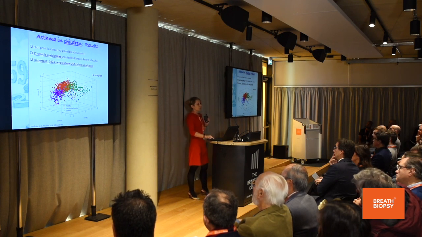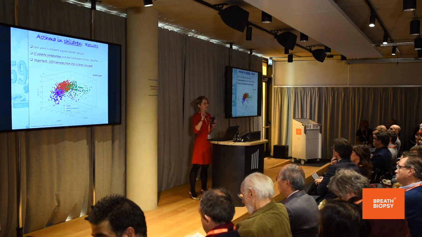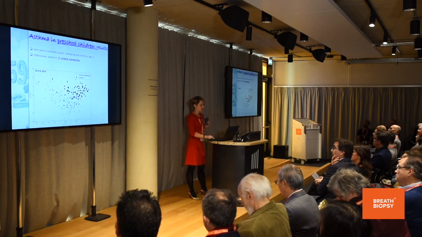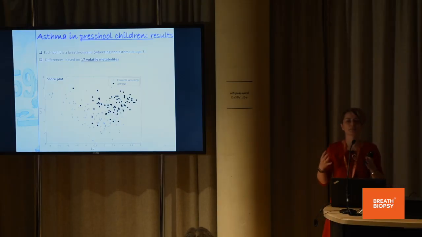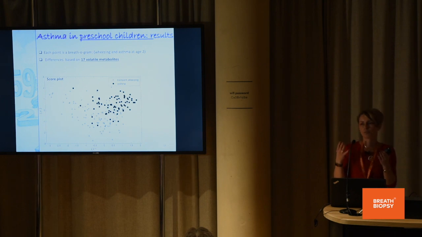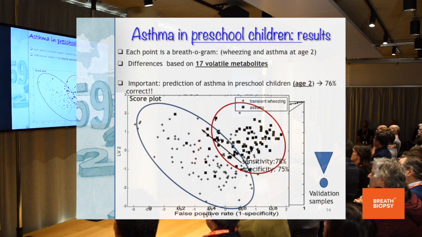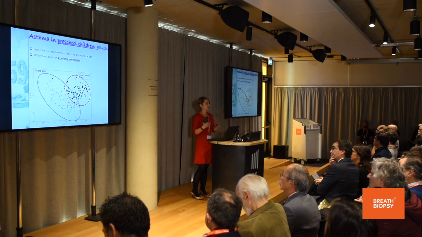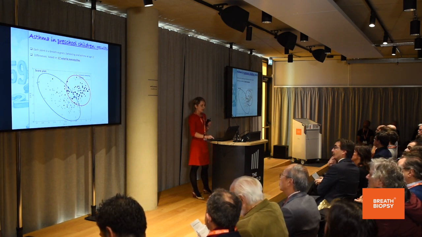But I told you that we are interested in the preschool age. Ideally, we would like to see if we can predict asthma at age 2, and this is what we also tried to do. We checked whether those 17 volatile compounds in breath can distinguish children at age 2, and this is what you see here. You see pretty clear groups, the wheezing and asthmatic children. And again, the axes you can consider as those cocktails, a combination of those 17 compounds.